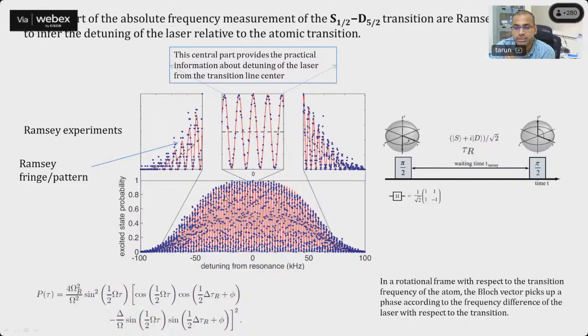You will see this center fringe. Out of these many fringes, a few of them will be close to transferring all the population. If you fit it, you can write down the Hamiltonian for this one and get this expression for the population in the excited state for this kind of waiting time tau, and then you will get to know how much it is off from the resonance.